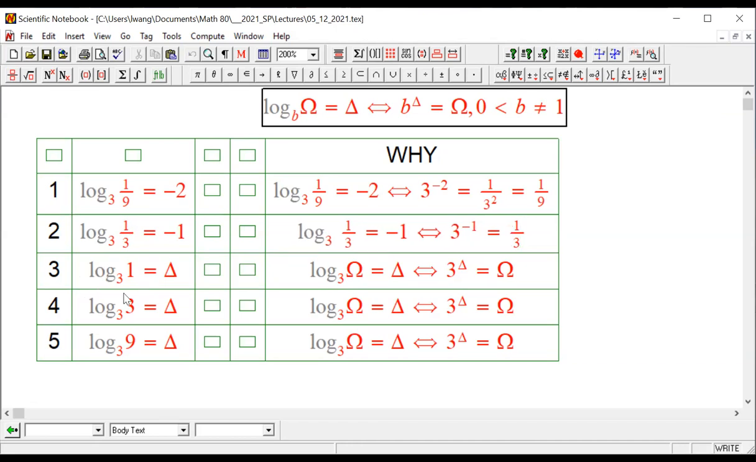How about log base 3 of 1? What does that equal to? I'm looking at the chat. You can submit your answer any way you want, but I want you guys to participate. Since we're here, we may just as well learn something, right? What does that equal to? What will be this number?